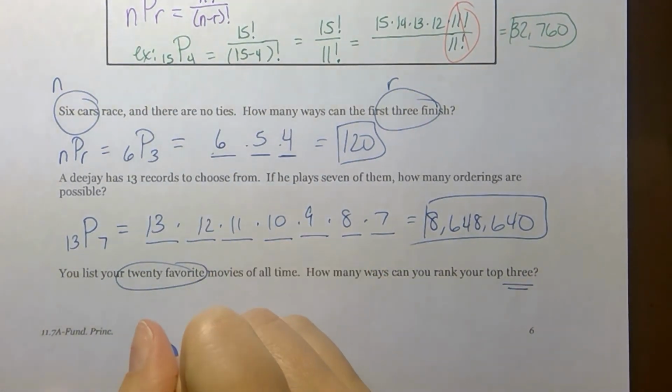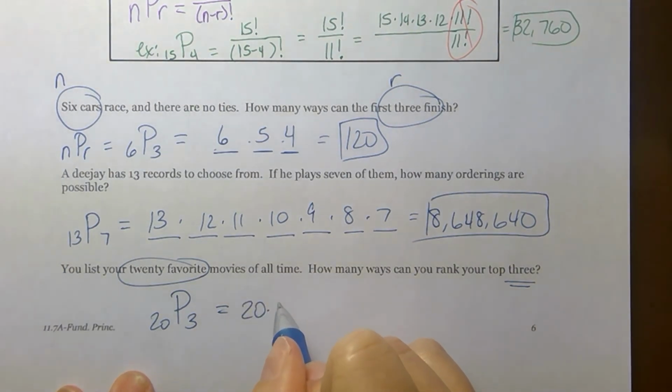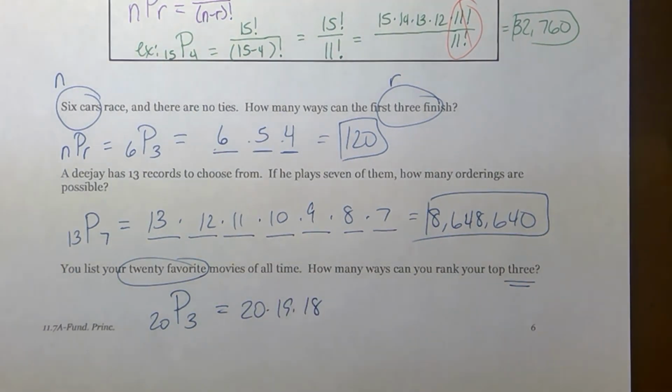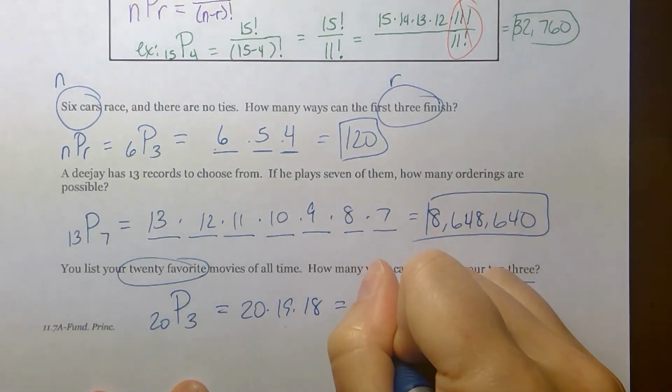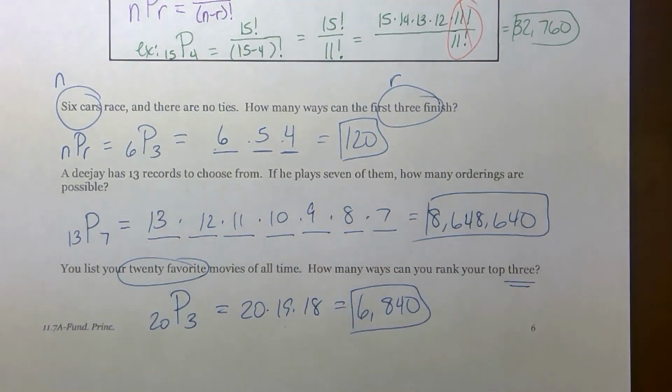We have 20 favorite movies we are going to rank. So that means in order, order matters, our top 3. Now this is pretty easy to write down. 20 times 19 times 18. It would probably actually be quicker just to multiply 20 times 19 times 18 and get 6,840. I want to encourage you to practice using your permutation button on your calculator and make sure you know how to do that.